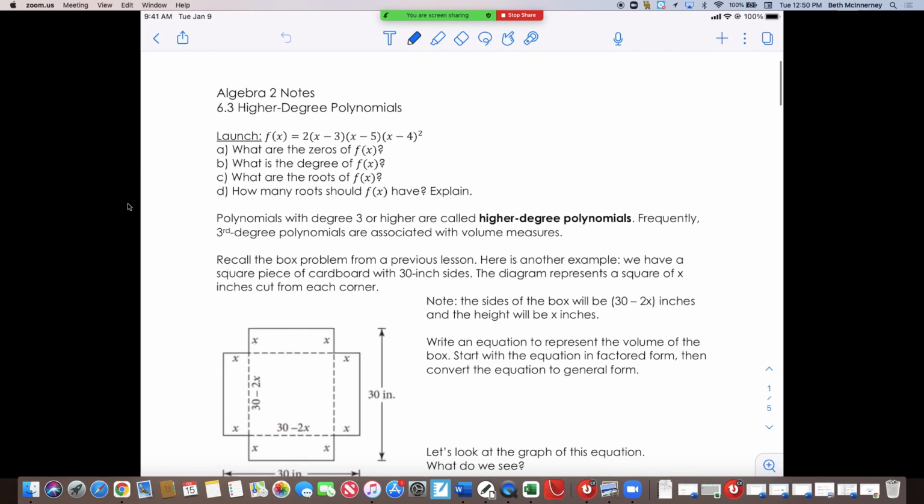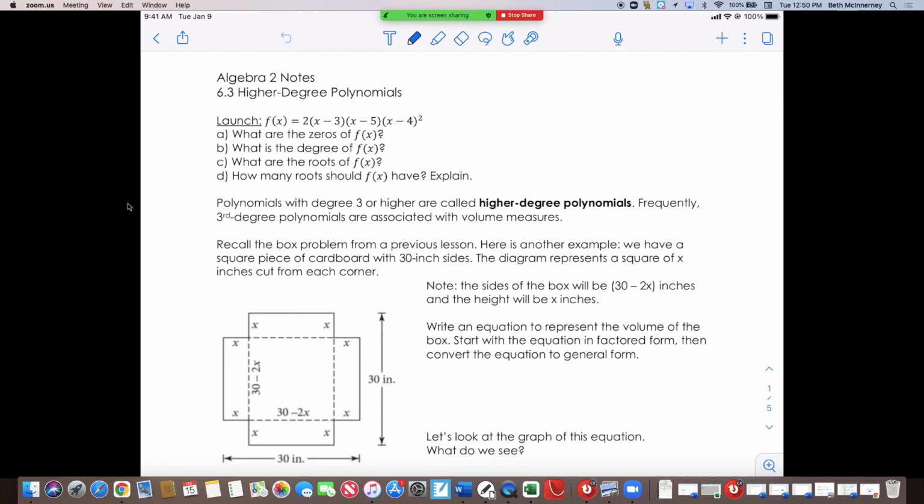Start off with a launch. It says f of x equals 2 times the quantity x minus 3 times x minus 5 times x minus 4, the quantity squared. I'm going to give you about 2 minutes, and I want you to try to answer A, B, C, and D. See what you can come up with on your own.